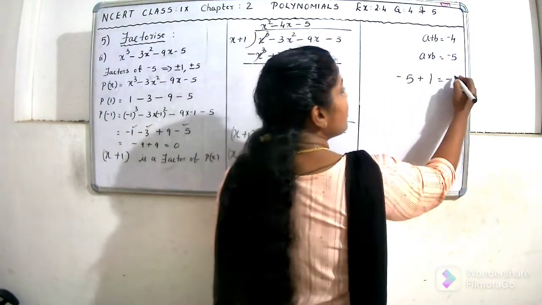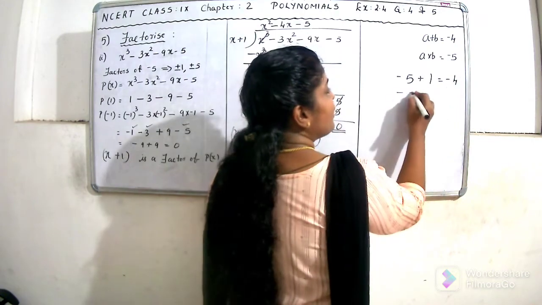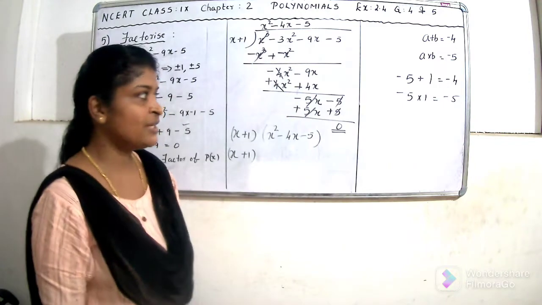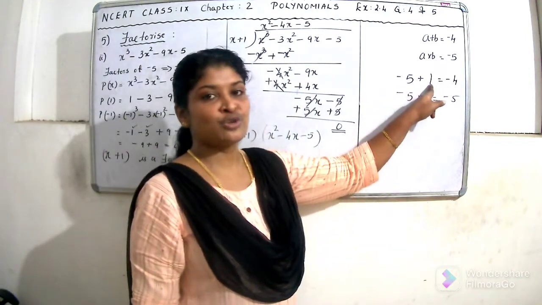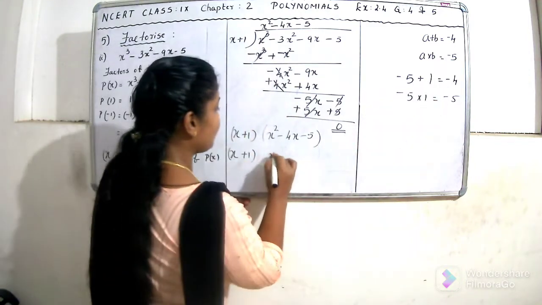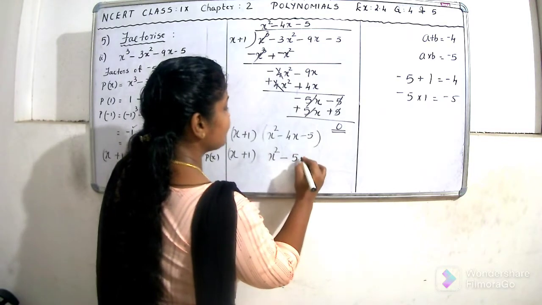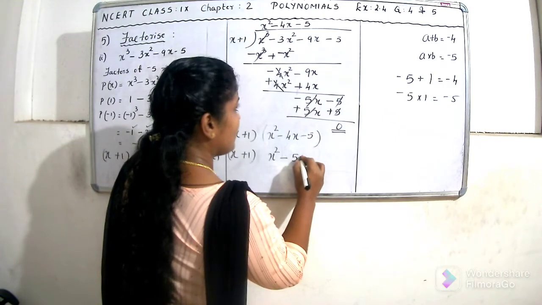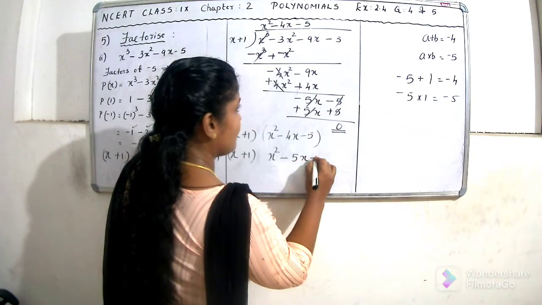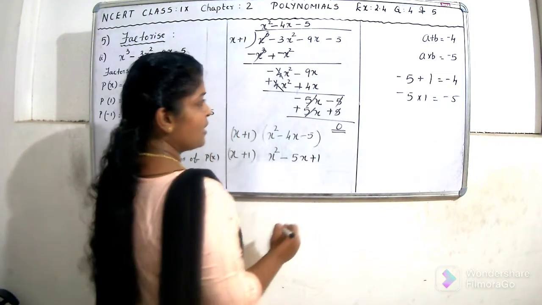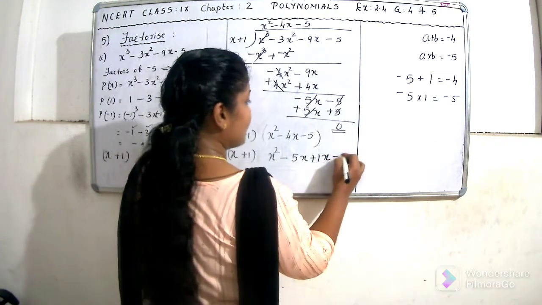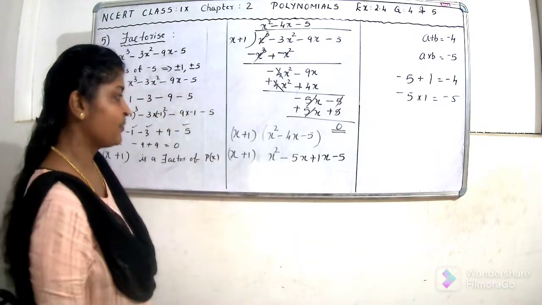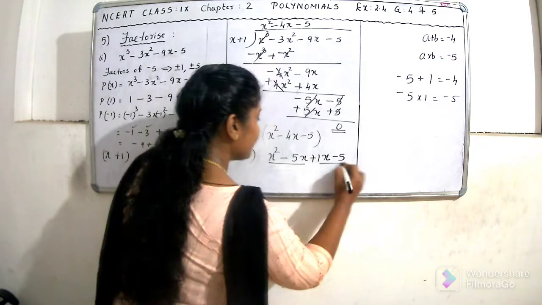So here when we are doing, we will get negative 4, negative 5 into 1, that is equal to negative 5. So both the conditions are satisfied. So we will select these two numbers and we will split. So x square minus 5x plus 1x, minus 5 and plus 1. Okay.